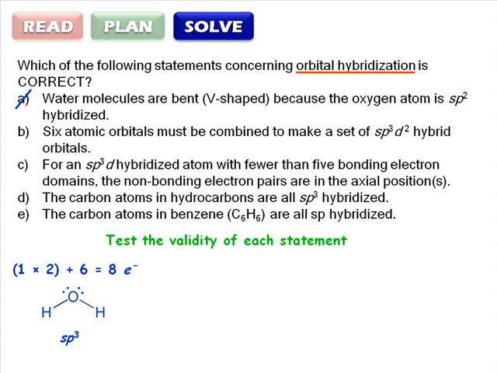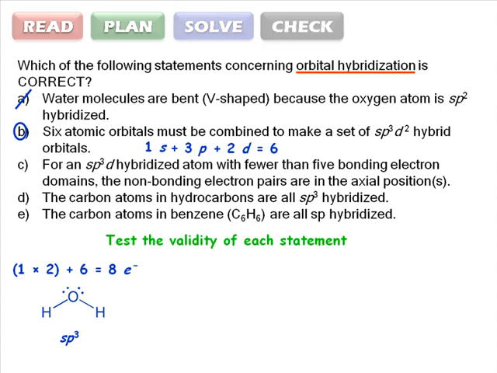This one says that 6 atomic orbitals must be combined to get a set of sp3d2 orbitals. Well, to get sp3d2 hybridization, we need 1 s orbital, 3 p orbitals, and 2 d orbitals. That's a total of 6, so it looks like this answer is correct. Let's check the other answers, just to be sure.